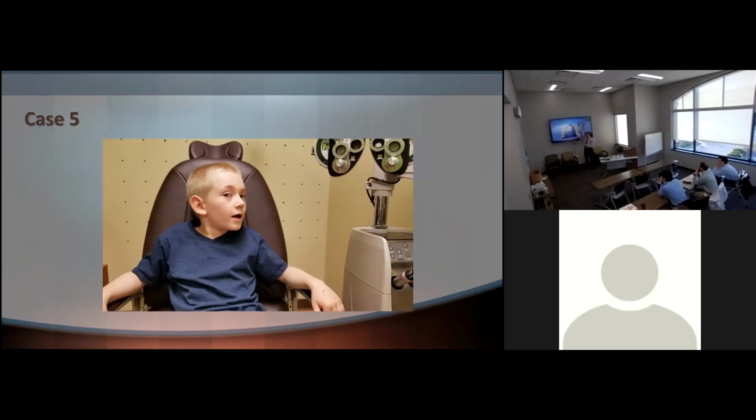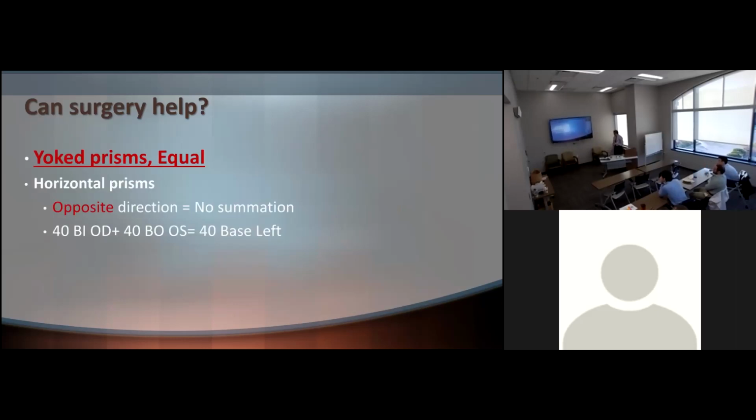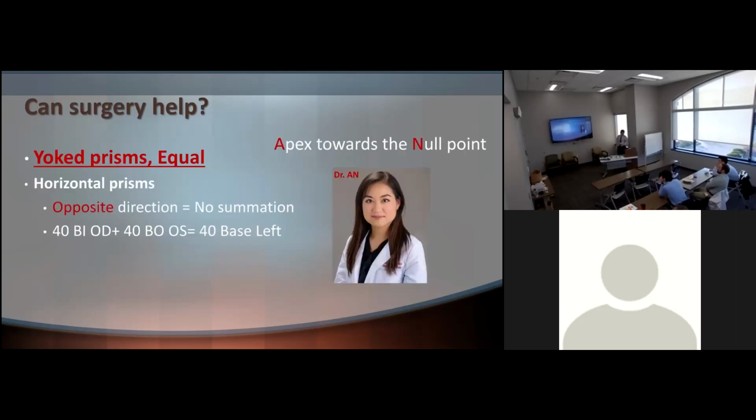On the other hand, we want to move the null point in his right gaze to the primary gaze. So you can hold the prism base out OD and base in OS. So the net power will be 40 prism diopter base right. The image will shift toward the apex, so the null point will go to the apex. And that will create an interesting rule for you to memorize: apex goes to the null point, as Dr. An's rule.